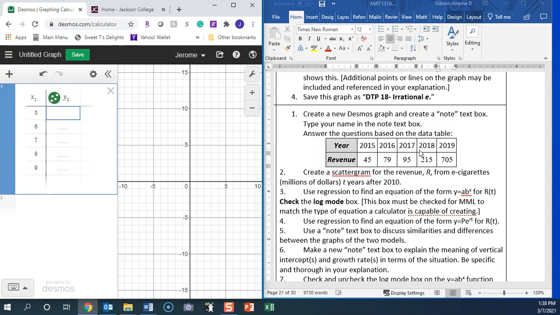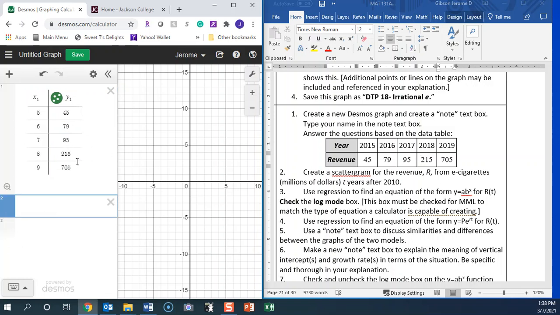Okay, then we would type in the revenue: 45, 79, 95, 215, and 705. Okay, so we typed in those values. Now our next step says create a scattergram for the revenue.